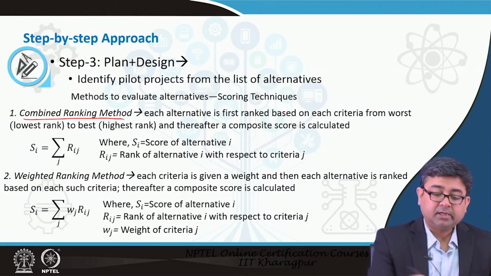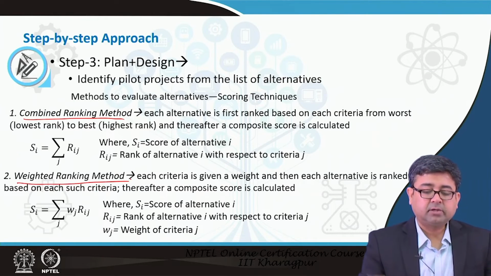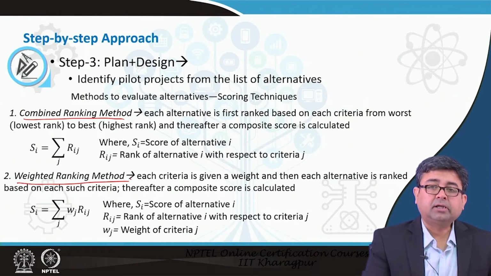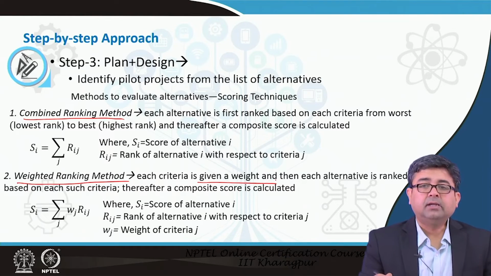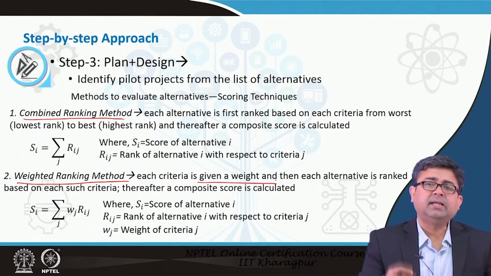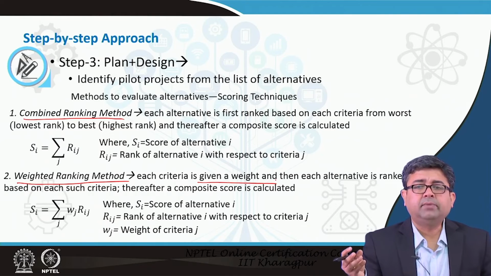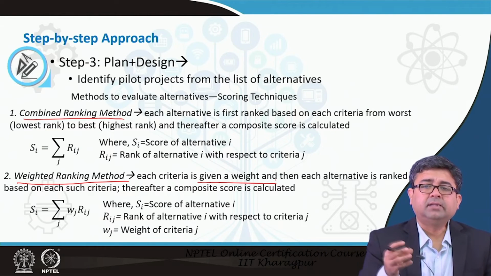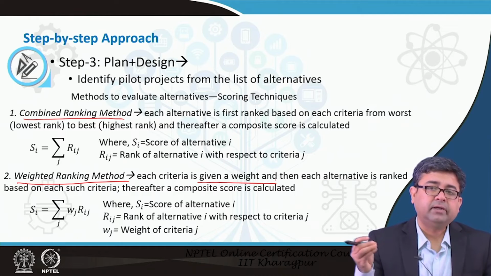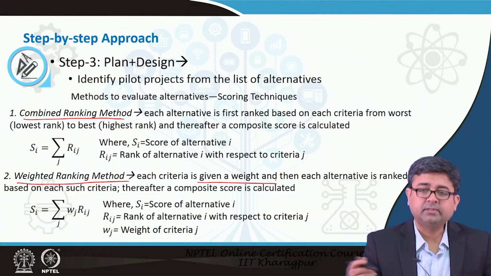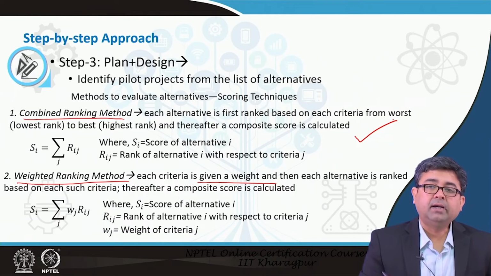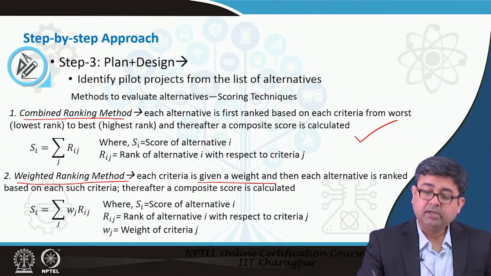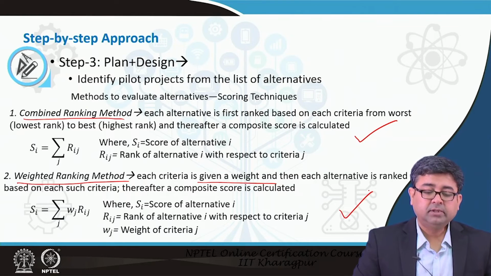Some of the constraints are answered by the second method, which is called the weighted ranking method. What we do is add a certain weight for each of the criteria, right. There may be multiple criteria, but one criterion may be less important, whereas another may be more important. So, rather than giving them equal weights, we give them different weightages, and as a result your alternatives may change. Suddenly the alternative which you had calculated using the combined ranking method may no longer be the best alternative if you use the weighted ranking method.